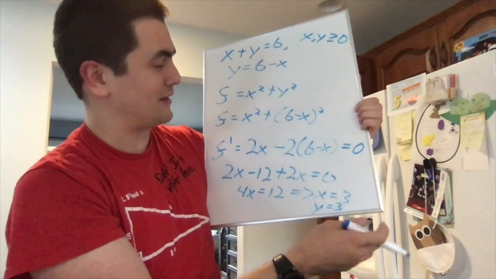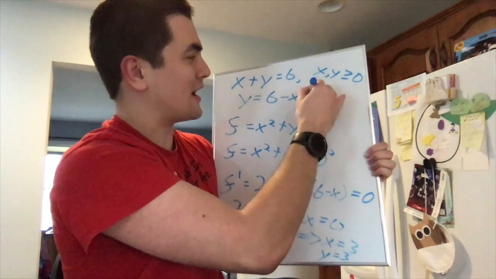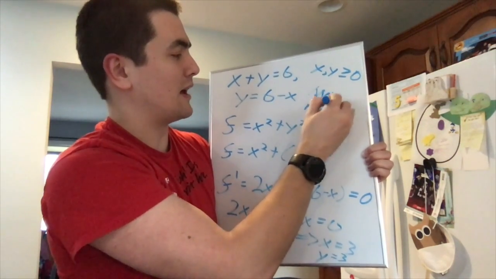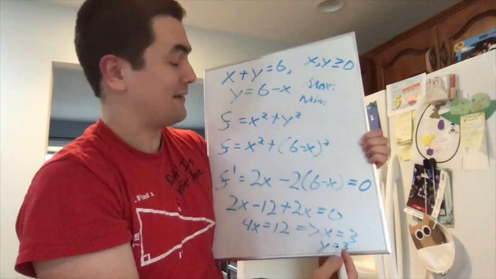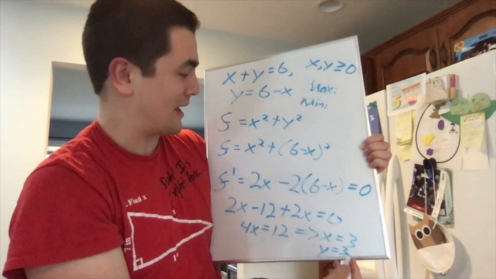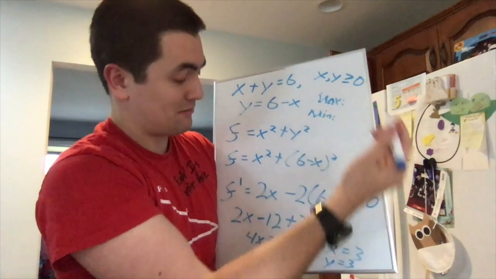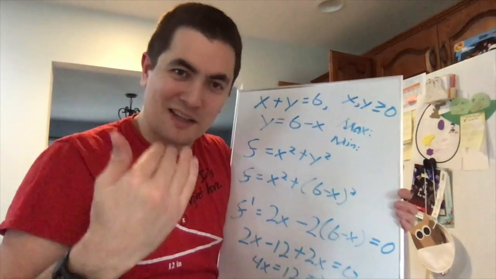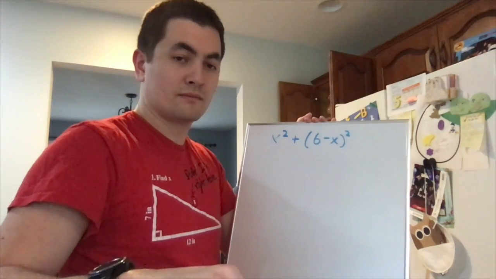Whatever. Why don't we actually test this? So this is either a maximum or a minimum here, okay? And I'm going to go ahead and tell you this is definitely a maximum here. How do we know? Why don't we actually test that to see how do we know?